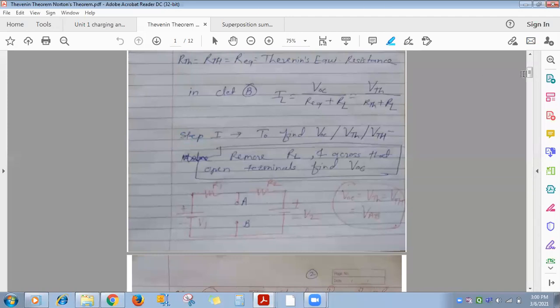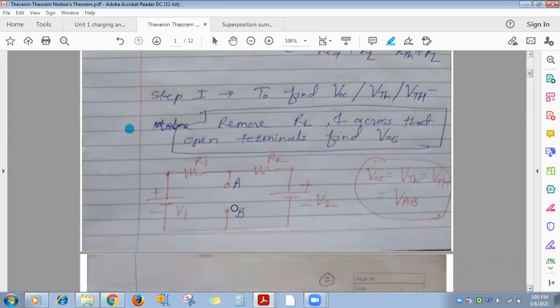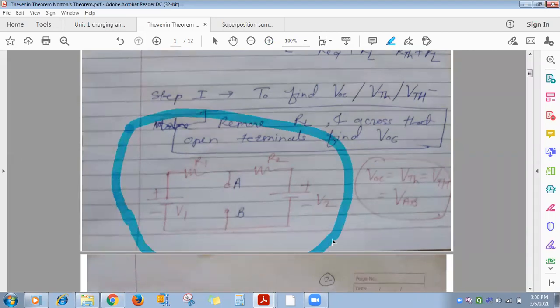So to find out VTH, or VOC, Thevenin's equivalent voltage, how to find it? What this theorem states, if voltage sources are there, you have to remove the load resistance. That's it. To find out VTH, remove the load resistance and draw the entire circuit as it is. Remove the load resistance here and draw the entire circuit as it is. This one everyone can do.